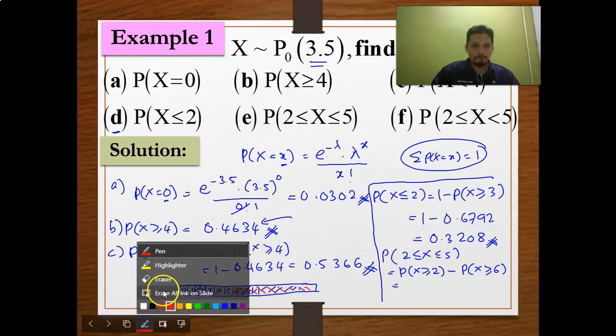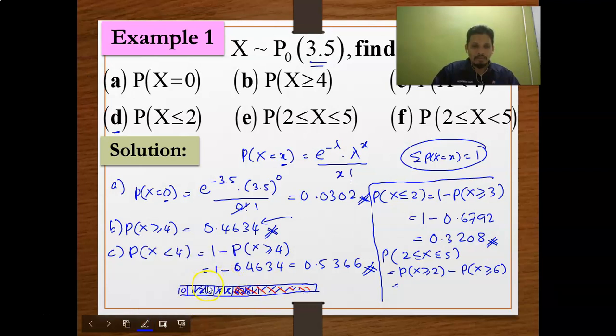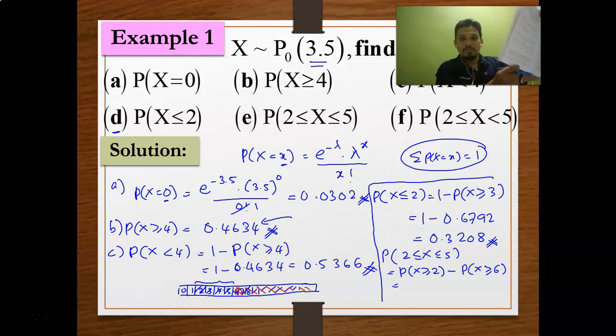So what do we get then? We get probability of x starting from 2 until 5: 2, 3, 4, and 5. For probability of x greater than or equal to 2, the parameter lambda is 3.5. It's still on page 12. And x greater than or equal to 2.